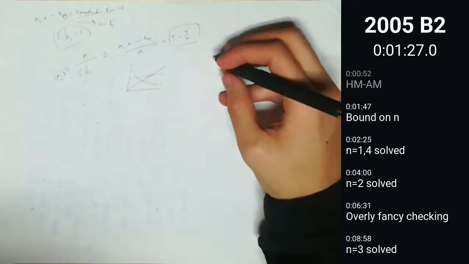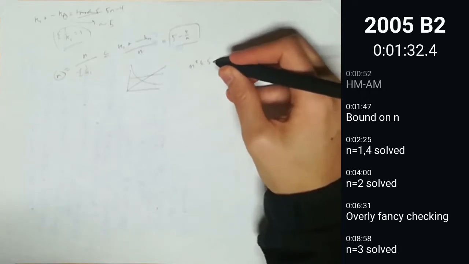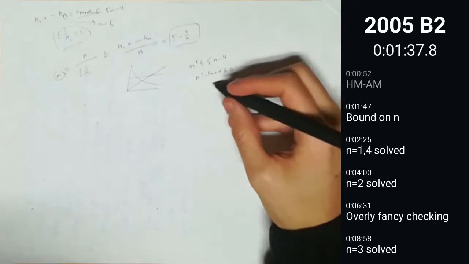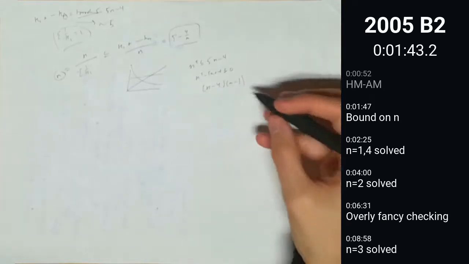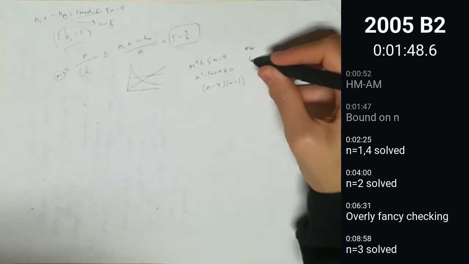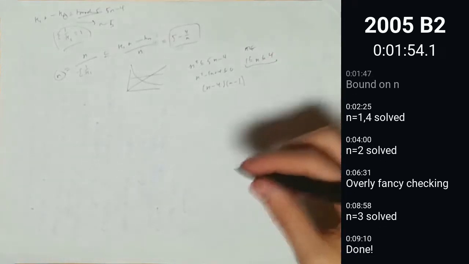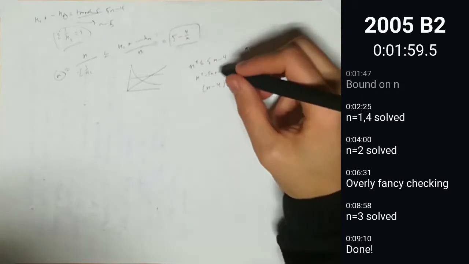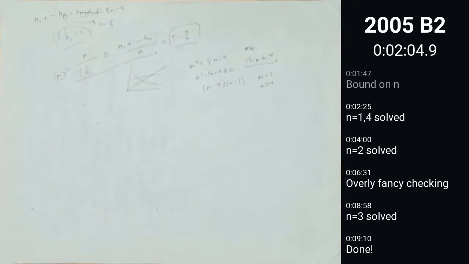Okay, so we can rearrange this into a quadratic. We have n squared is less than or equal to 5n minus 4, and then n squared minus 5n plus 4 is less than or equal to 0. We can factor this: n minus 4, n minus 1. So we've essentially narrowed down n: n is between 1 and 4. And if n equals 1 or n equals 4, then this expression is precisely 0, which means that these two expressions are equal. This forces all the numbers to be equal.